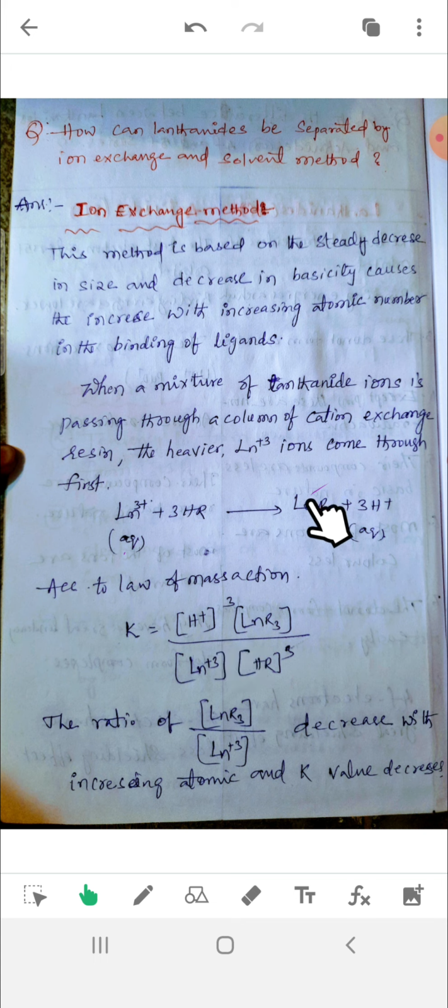For the concentration of products we take LnR3 and H plus, where the coefficient 3 comes as the power of H. Here H power 3, Ln or 3, and also here the same, Ln 3 plus, HR power 3. The ratio of LnR3 to Ln plus 3 decreases with increasing atomic number, and the K value decreases.